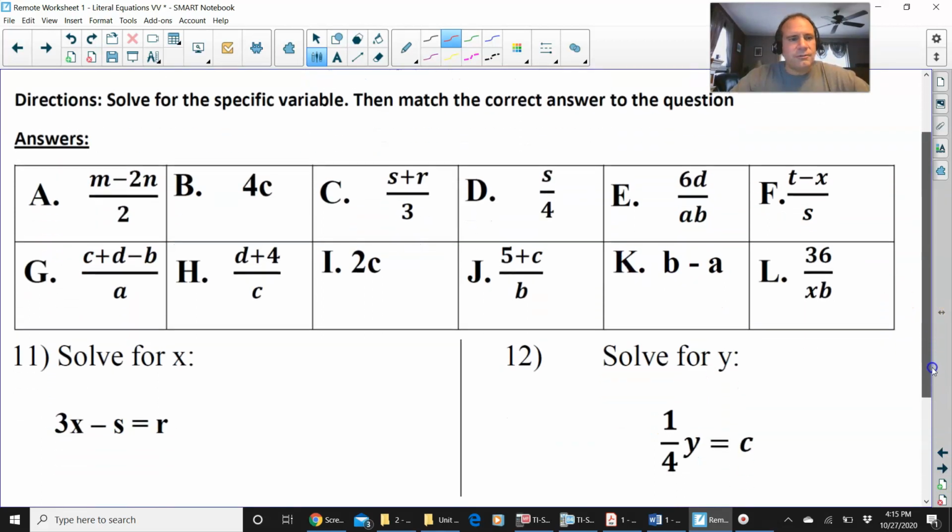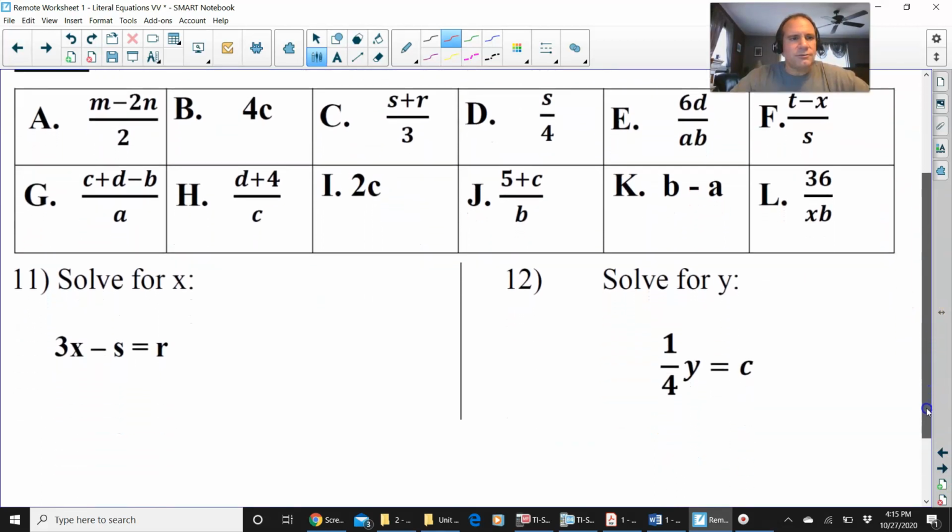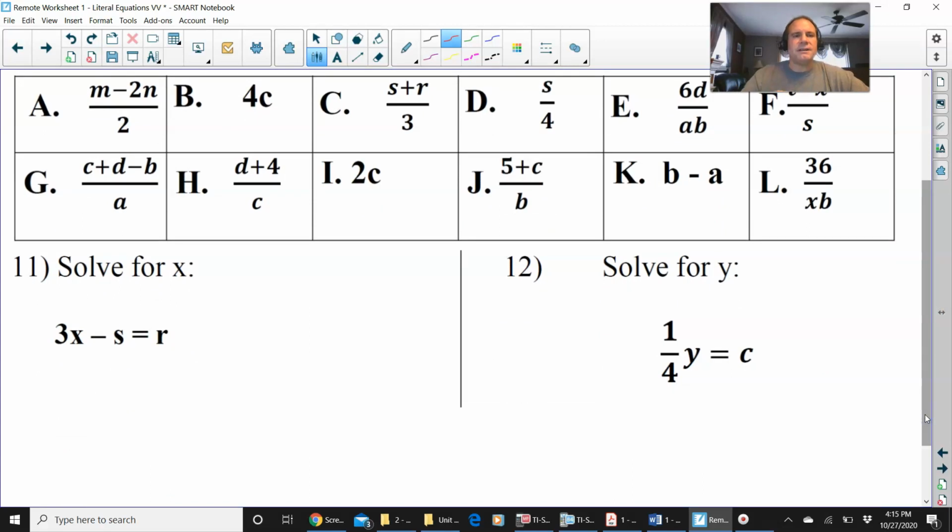The last two problems are 11 and 12. Last two problems on this page right here are 11 and 12, and we can move on to the really difficult problems. All right, so go ahead, see if you can do both of these problems on your own. Press pause and try the problems now.